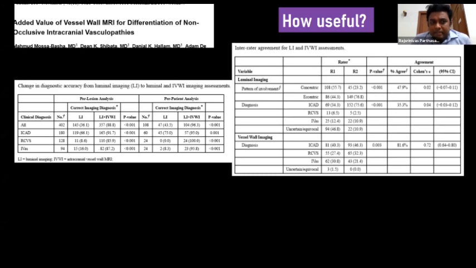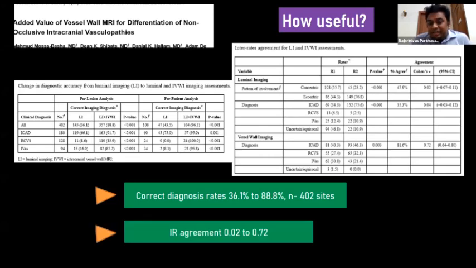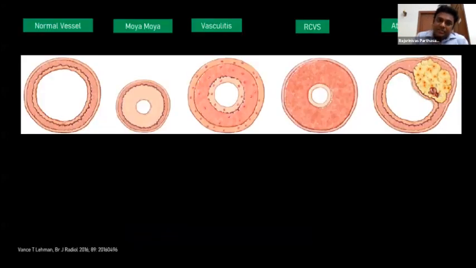There's a paper that has been published in Stroke in 2017, which showed that the rates of correct diagnosis increased from 36% to nearly 90%. They had evaluated 402 arteries, and they also found that the inter-rater agreement improved from 0.02 to 0.72. So clearly, when you add wall imaging to luminal imaging, the correct diagnosis rate significantly increased.